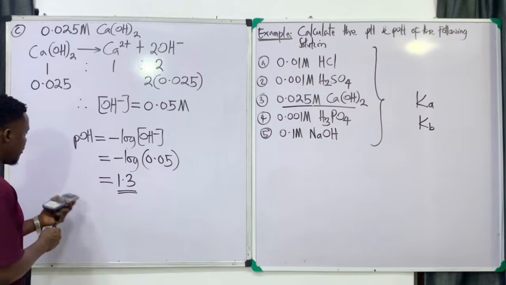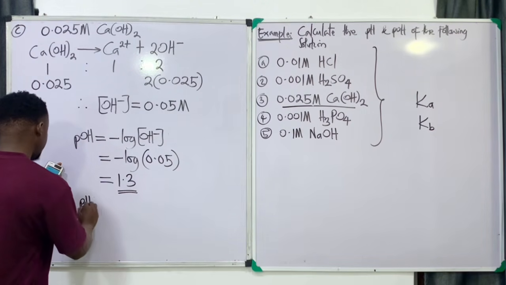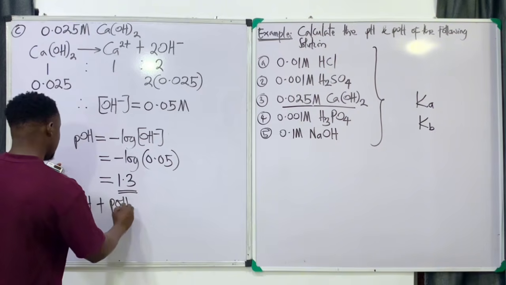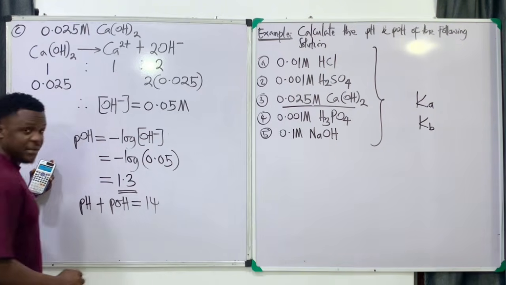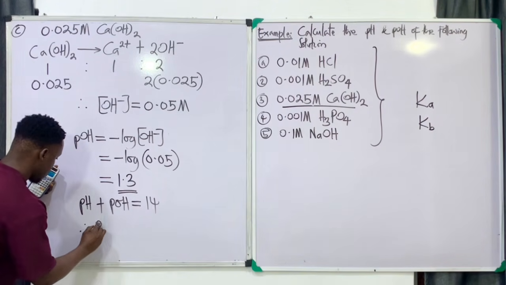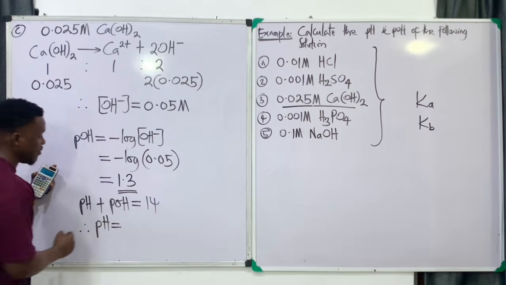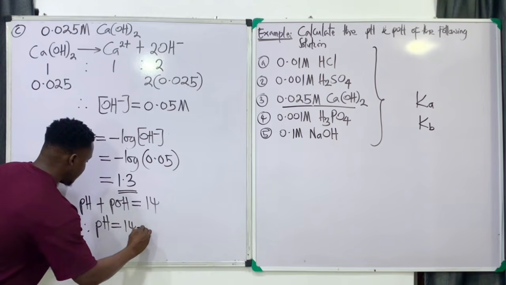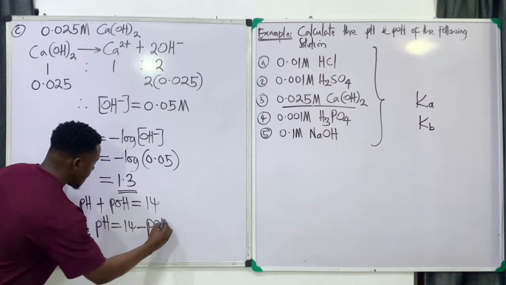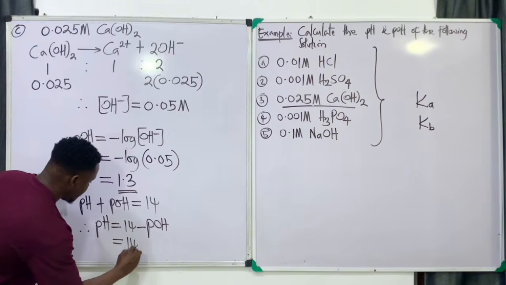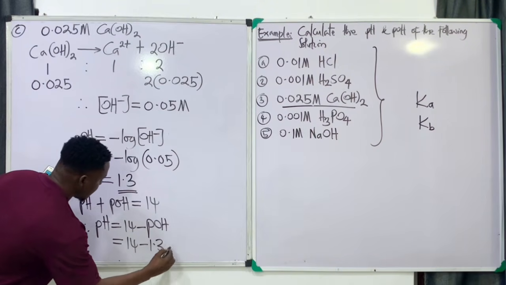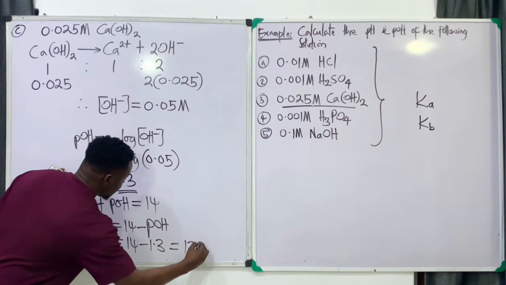But remember, you were asked to solve for pH and pOH. So this now becomes pH plus pOH equals 14. pH, which is what I'm solving for now, is 14 minus pOH, which is 14 minus 1.3. And the answer is 12.7.